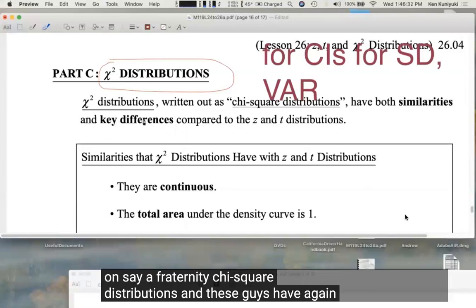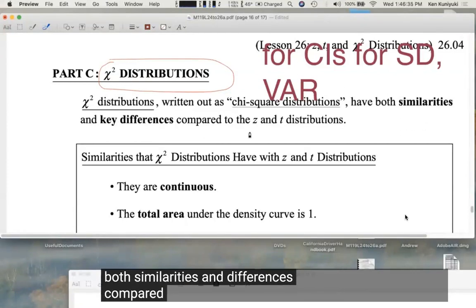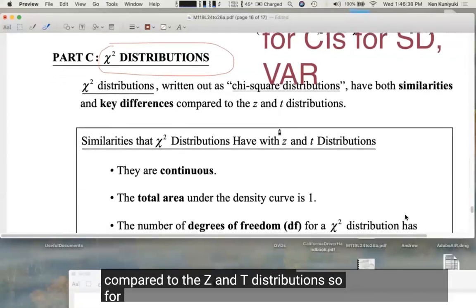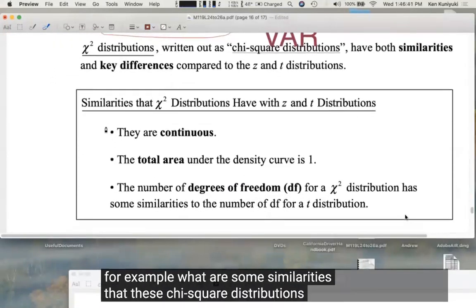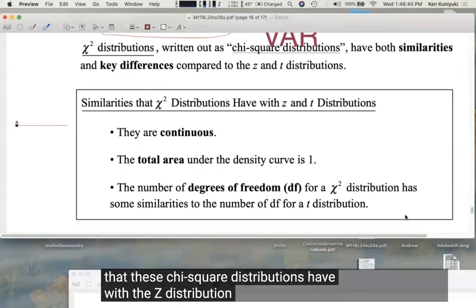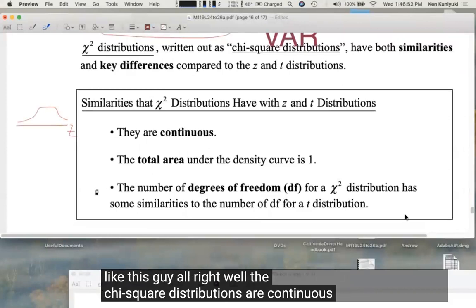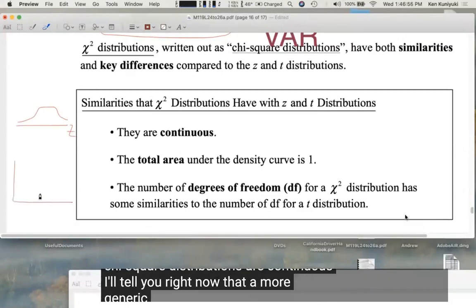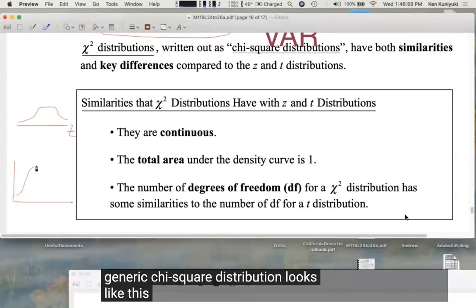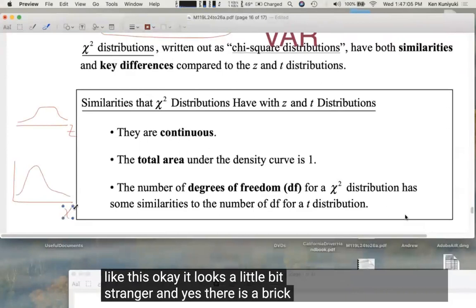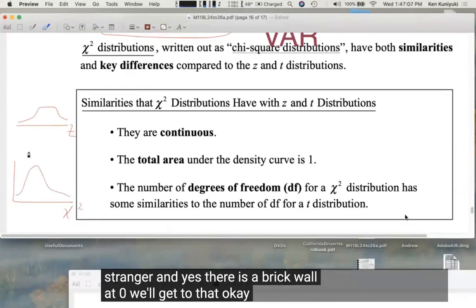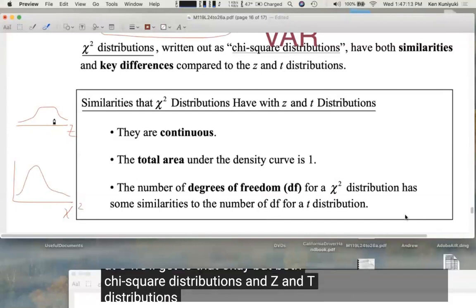And these guys have, again, both similarities and differences compared to the z and t distributions. So, for example, what are some similarities that these chi-square distributions have with the z distribution? And again, the t distributions look a lot like this guy. Well, the chi-square distributions are continuous. I'll tell you right now that a more generic chi-square distribution looks like this. It looks a little bit stranger. And yes, there is a brick wall at 0. We'll get to that. But both chi-square distributions and z and t distributions are continuous.